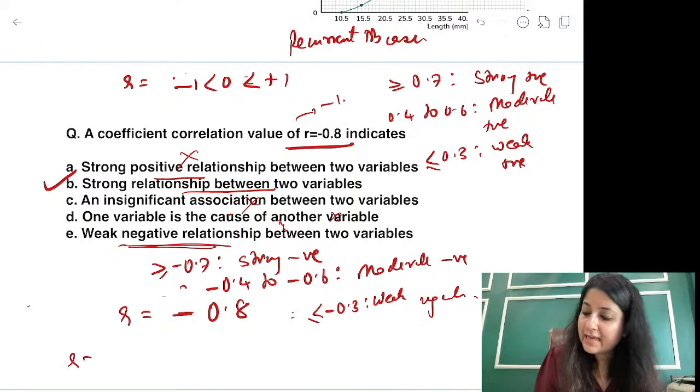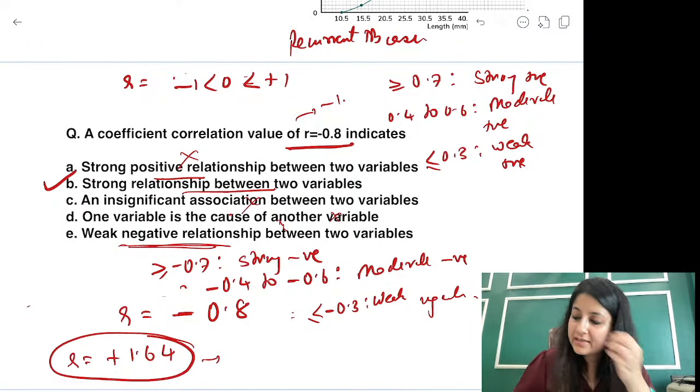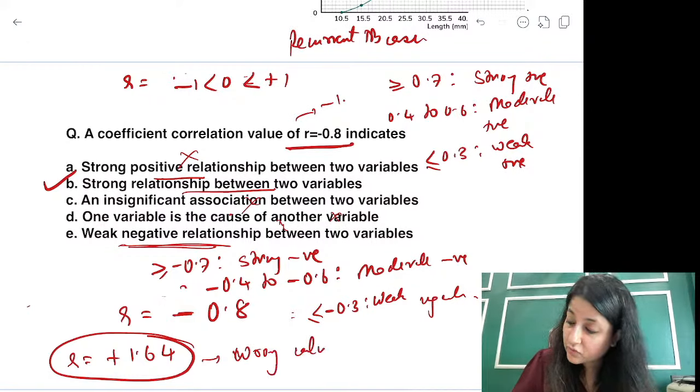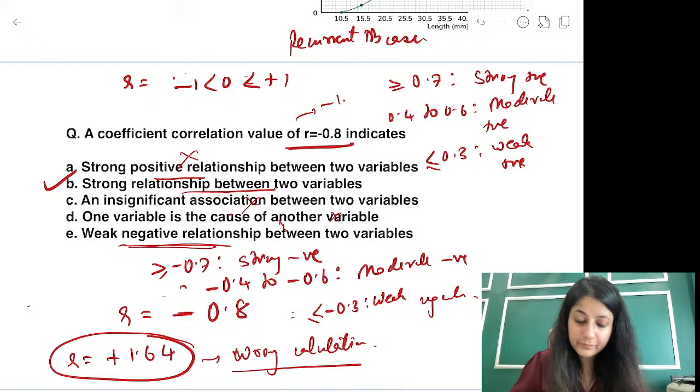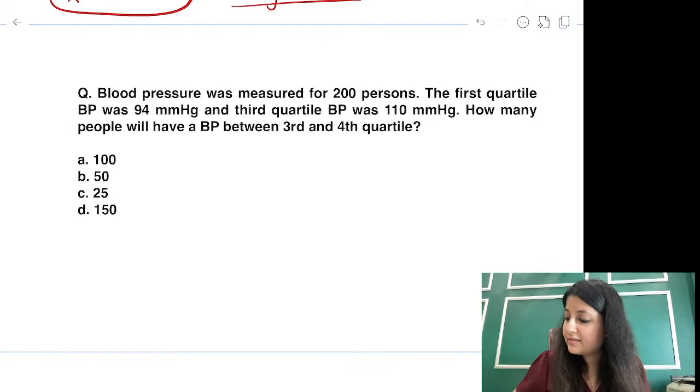Okay, suppose exam में आया R plus 1.64 has been calculated. You can never get a value more than 1. So what is this? This is a wrong calculation. ठीक है? चलो. Let's have this question. Can you answer this? After this we have errors question.